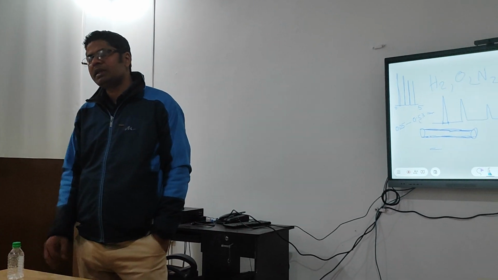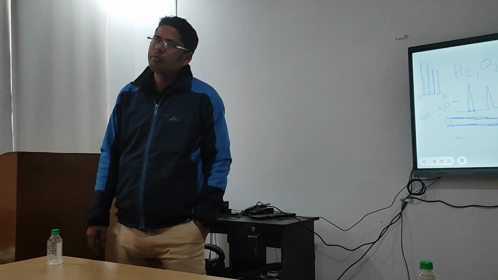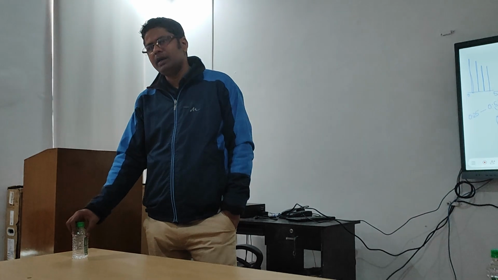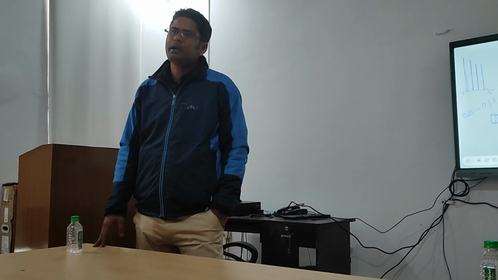So there are many detectors that can be used in GC, like FID, flame ionization detector; TCD, thermal conductivity detector; NPD, nitrogen phosphorus detector; ECD, electron capture detector; and FPD, flame photometric detector. So many detectors are there. FID, you have already learned. FID means flame ionization detector.